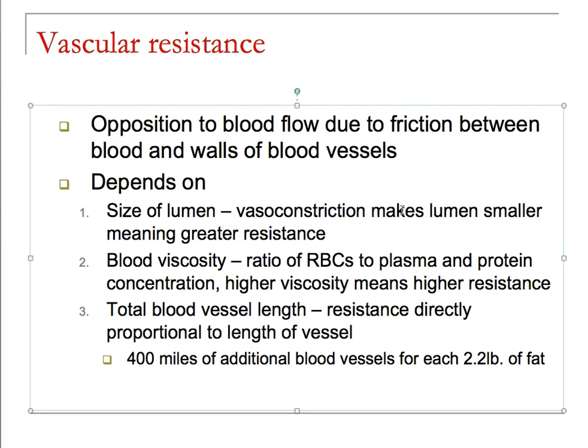Okay, vasoconstriction obviously makes the lumen smaller, meaning it has greater resistance, and therefore the blood viscosity could actually have the same thing. The more dehydrated you are, the ratio of cells, formed elements, and plasma protein makes that more thick, and therefore it's harder to push. Okay, total blood vessel length: the resistance is directly proportional to the length of the vessel.